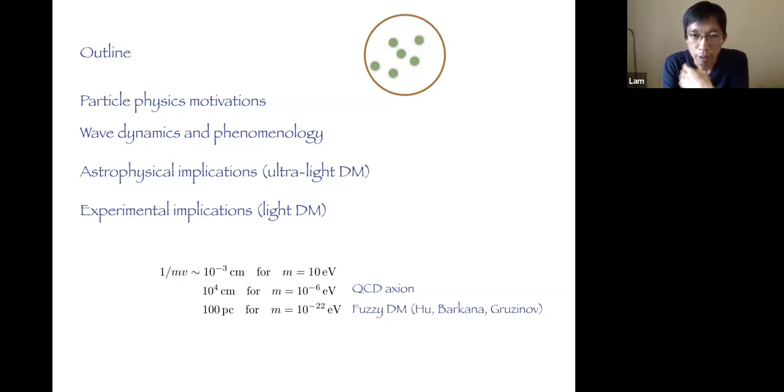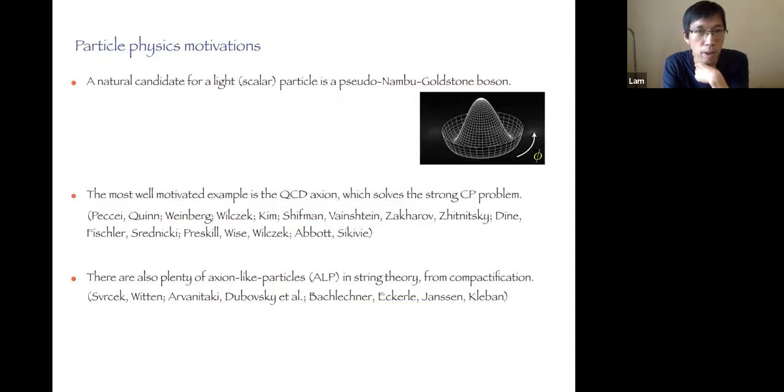The term fuzzy dark matter was, of course, introduced by this paper that I cited here, Hu, Barkana, and Gruzinov. And of course, there's a very large literature on this subject. So let me start with the particle physics motivation. A very natural candidate for a light dark matter particle, and in this case, it would be a bosonic particle, is some kind of a pseudo-Nambu-Goldstone boson.